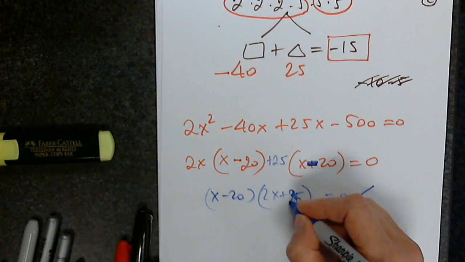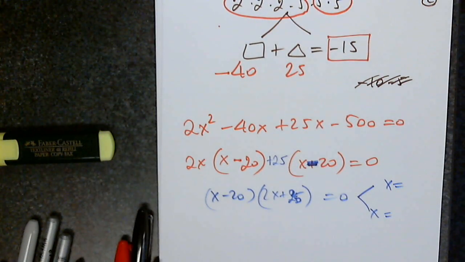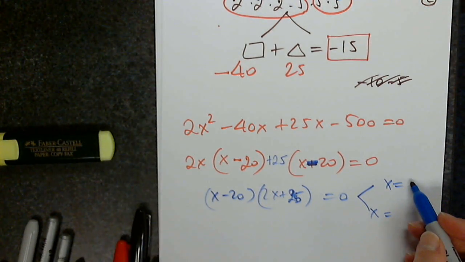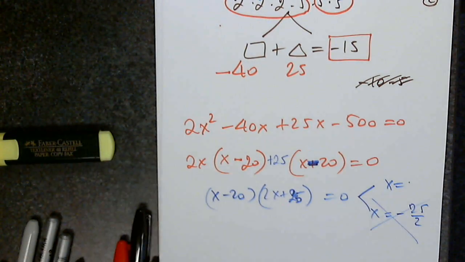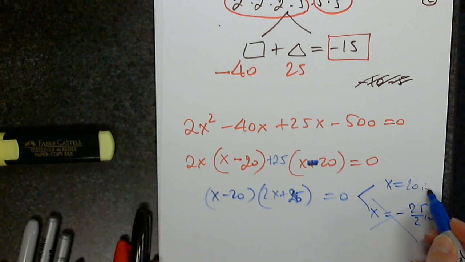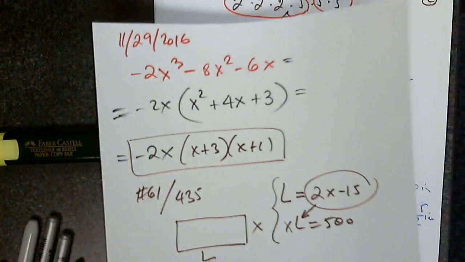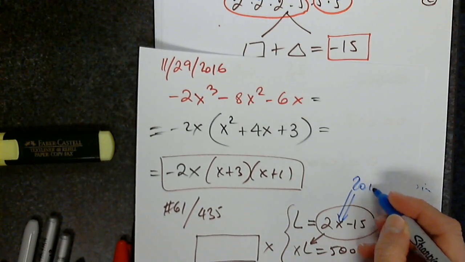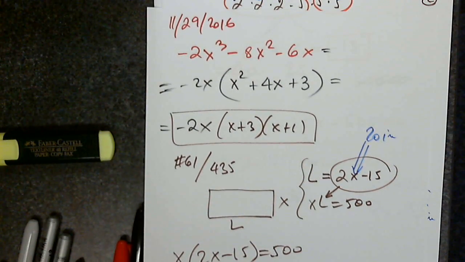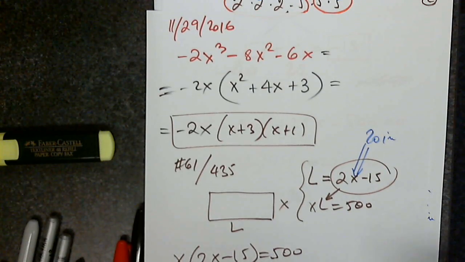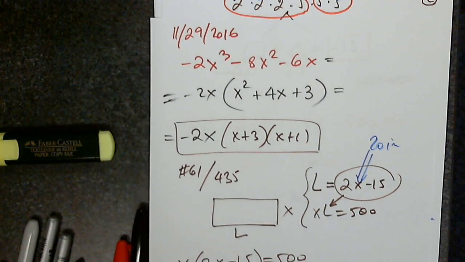so there are two options, x equals and x equals. Very good, which is not acceptable. Why? Because we are talking about inches. Excellent. And the other option is? Very good, 20 inches. So we go back. If x is 20 inches, how much is the length? Two times 20 is 40, 40 minus 15 is 25.